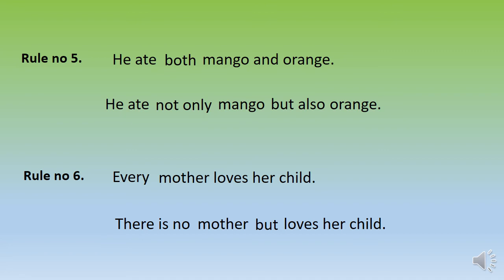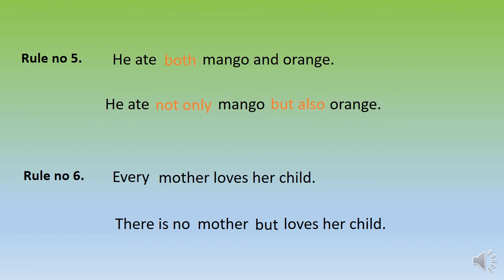Okay, there are a lot more examples of changing affirmative to negative. Now we are in rule number 5. He ate both mango and orange. And the negative form is he ate not only mango but also orange. So, what's the rule here, dear students? In the first sentence, we have a term both. If we have the word both in affirmative sentence, we will use not only but also in negative form. Okay. So, to replace both, we have used not only but also.